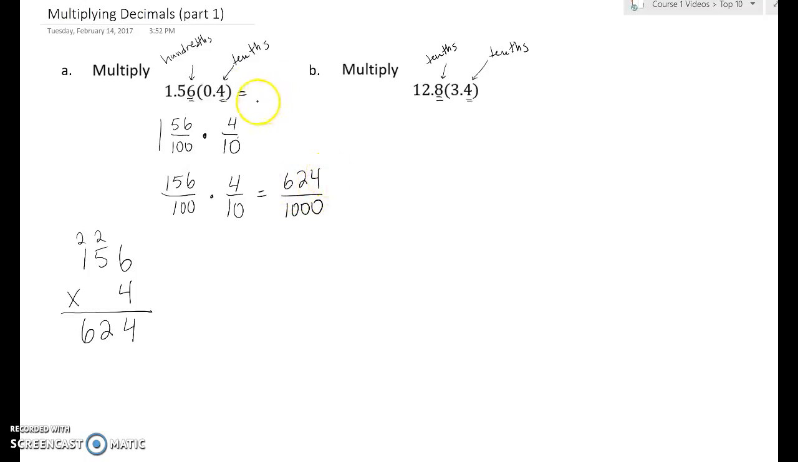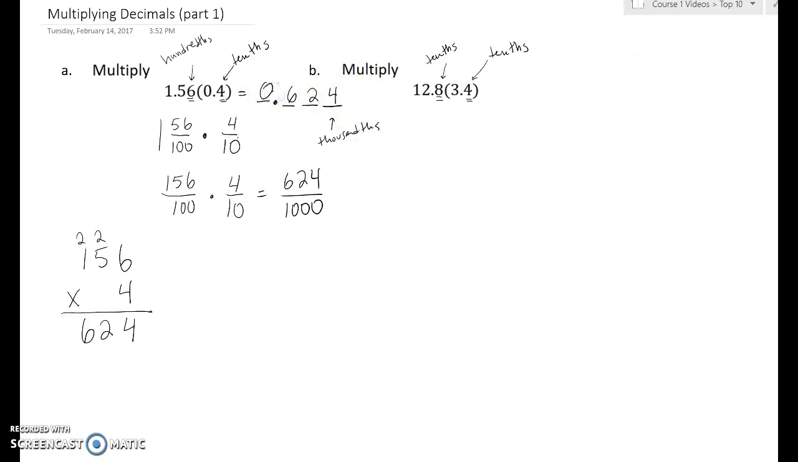So what I do is I say, well, that's the ones place. I'll put my decimal, and then just count tenths, hundredths, thousandths. So this would be the thousandths place. And now I just write my number starting with the 4 here. The number always finishes in the place that you're ending with, thousandths. So this would be 624 thousandths.